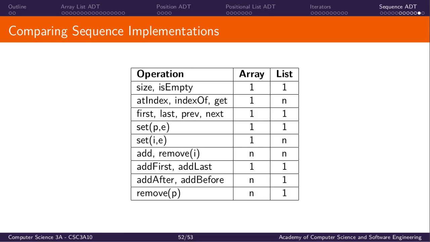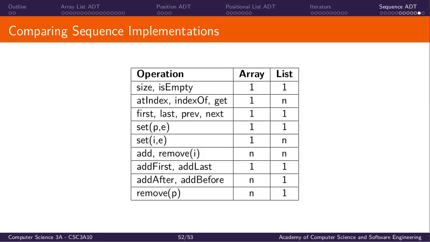However, just see that the ones that depend on indices, if we're using our doubly linked list, would not work in constant time. So for example, at index, index of, and get I, those would all take linear time within our list. Set I, E would also take linear time. If we're adding or removing at a particular index, that will also take linear time. And the ones that actually require us to add things arbitrarily within our list would take a certain amount of shifts within our array. So that would also take linear time within the array. And if we're adding before or adding after, that will also take up to n moves. So that would take linear time as well.